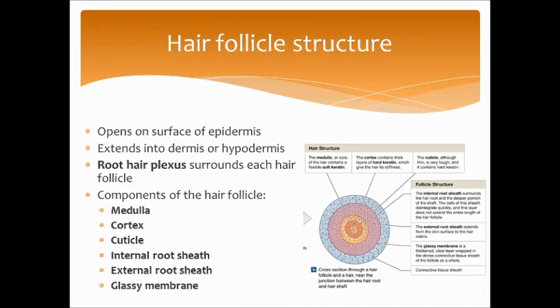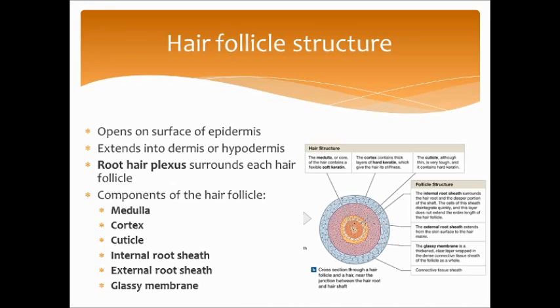Other components of the hair follicle: the medulla, which is the core, contains your keratin. It's the innermost part of the hair follicle. Surrounding the medulla is the cortex. The cortex contains hard keratin, and it allows the hair to be stiff. The cuticle surrounds the cortex. It's thin, it also contains hard keratin, so it toughens the hair.